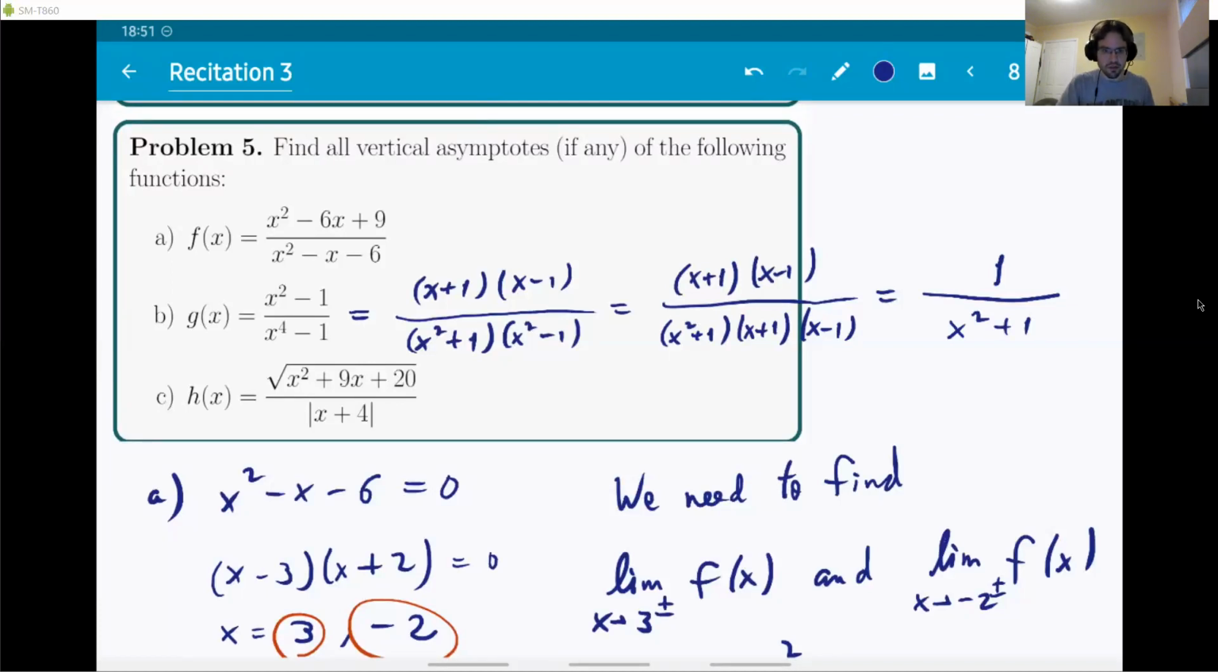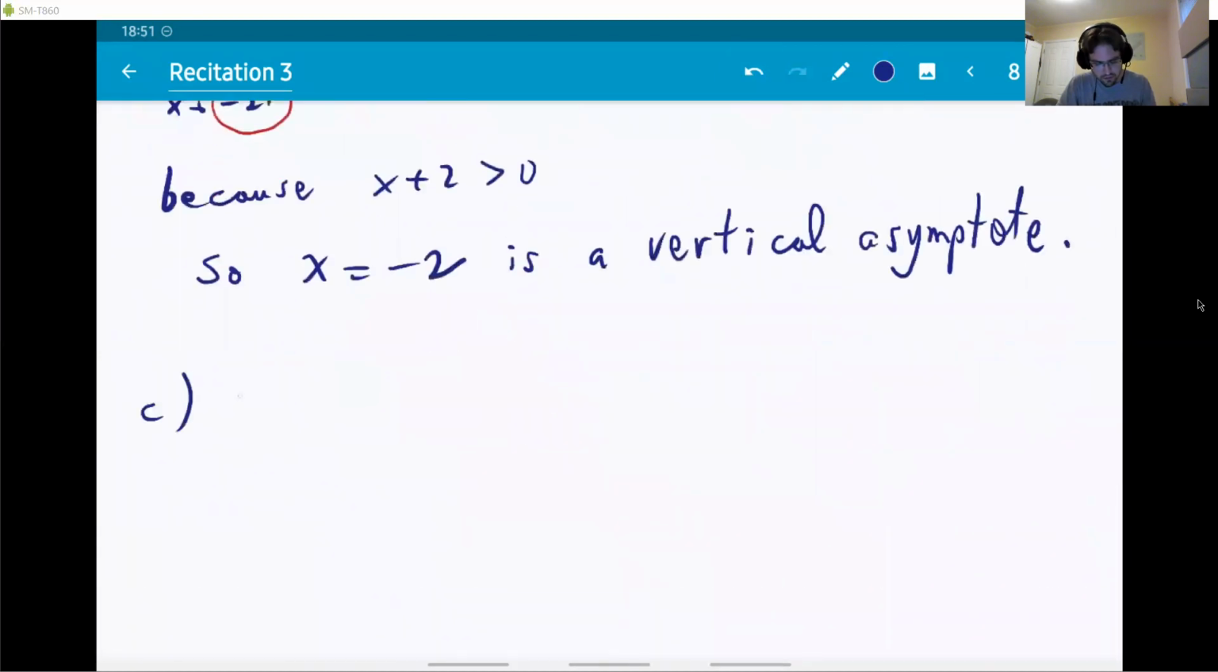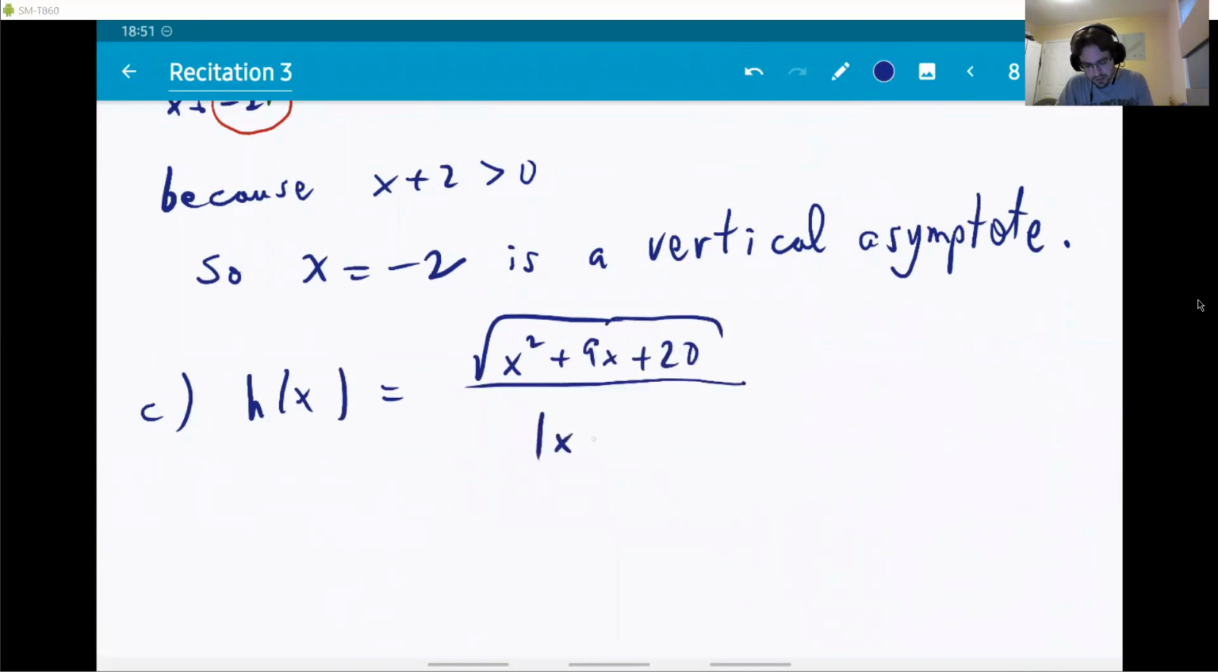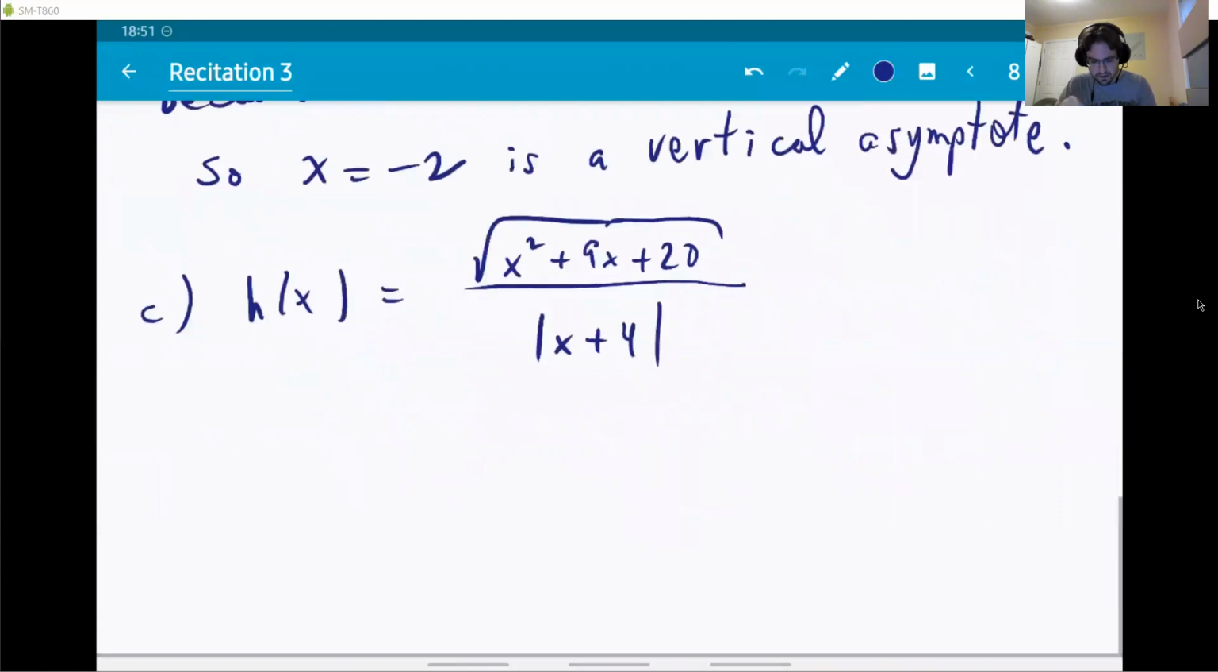I'm going to be solving item C here. This one. Square root of x squared plus 9x plus 20. The function is called h. Divided by absolute value of x plus 4. The problem is again the same. Where are the vertical asymptotes?